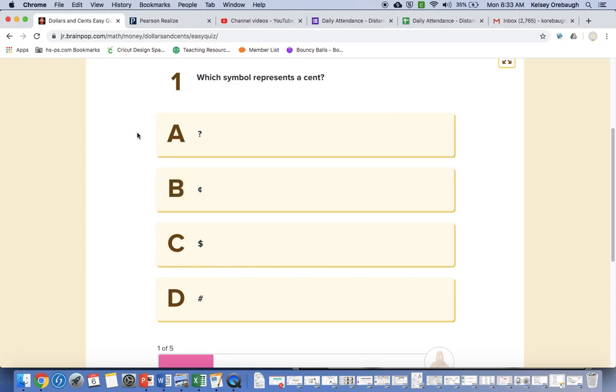A is a question mark. C is a dollar symbol. And D is a pound sign or a hashtag mark. So B is a cent symbol.